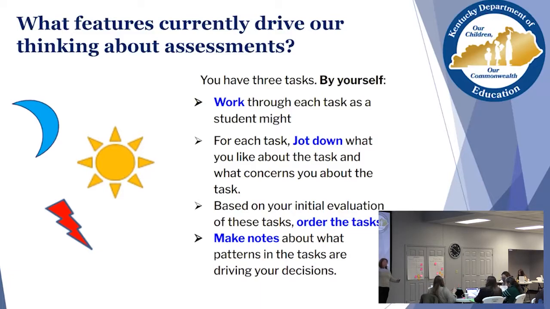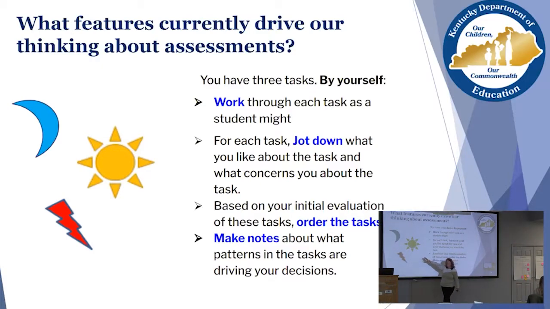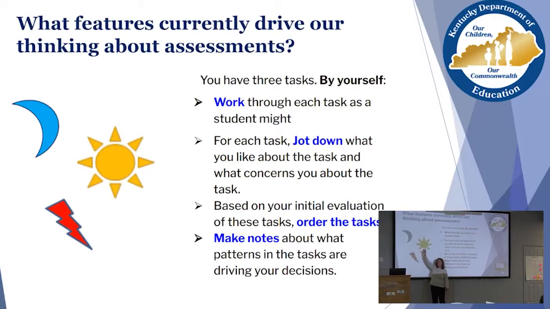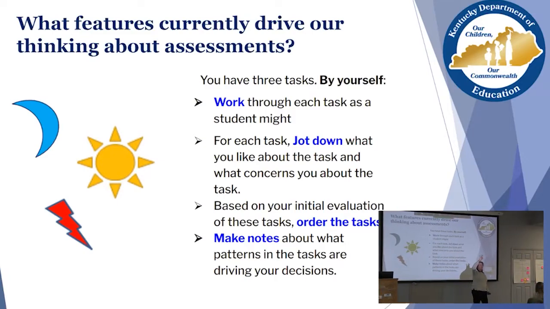What is the heading on? Okay, so the 3 tasks are the ones that have these symbols: the moon, the sun, the thunderbolt. Sorry, there are 3 tasks that have the sun, the moon, the thunderbolt. Those are the 3 tasks that you will be looking at, just those 3 right now.